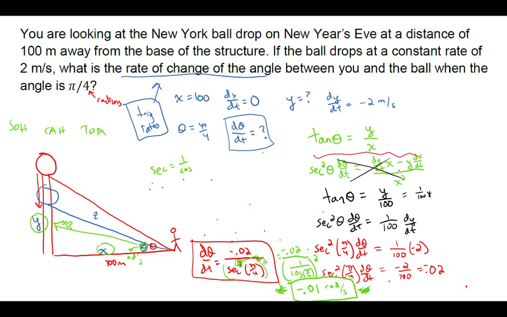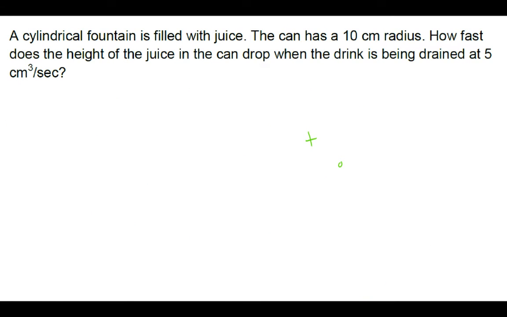All right. Let's go ahead and look at our second example. In this one, we have a cylindrical fountain that is filled with juice. This really should say can. Now the can has a 10 centimeter radius. How fast does the height of the juice in the can drop when the drink is being drained at 5 centimeters cubed per second? All right, so first thing we need to do is draw a cylinder.